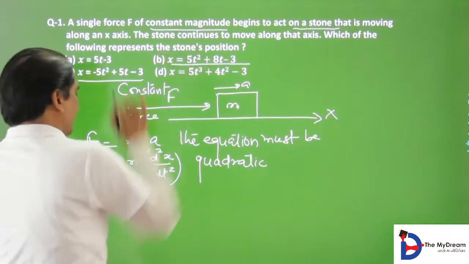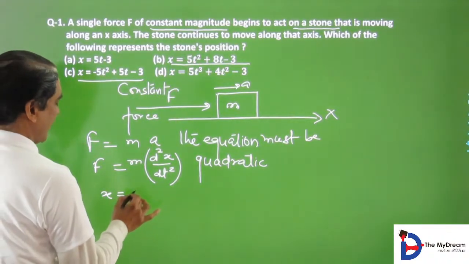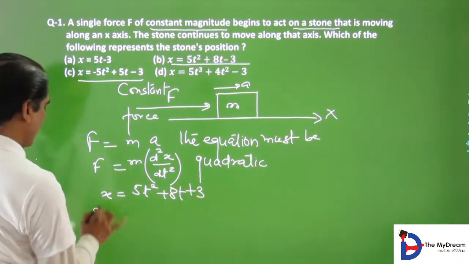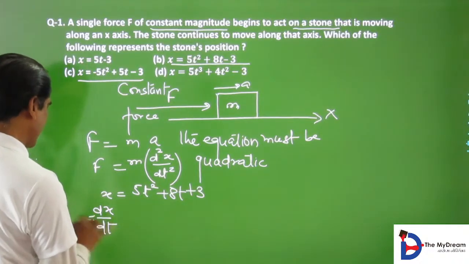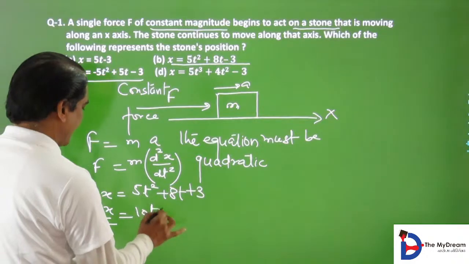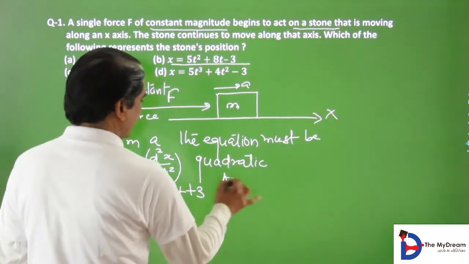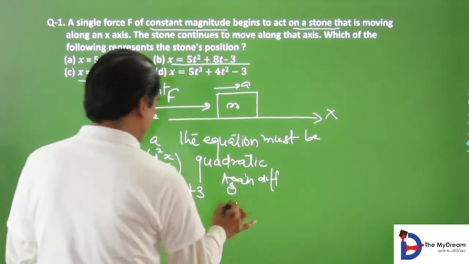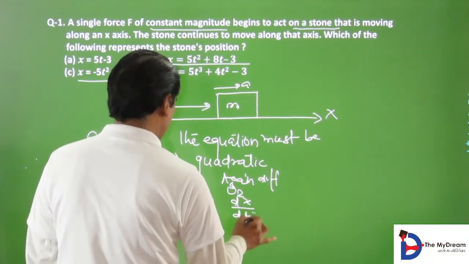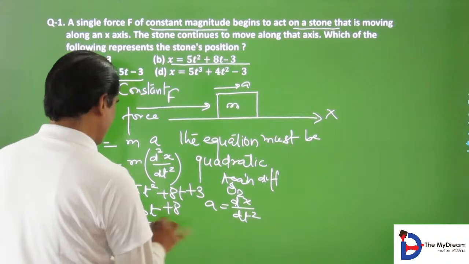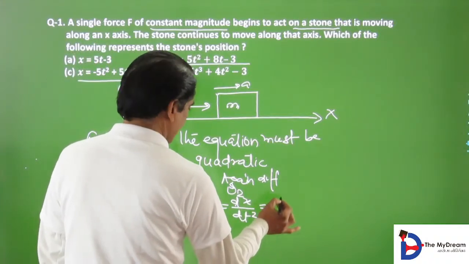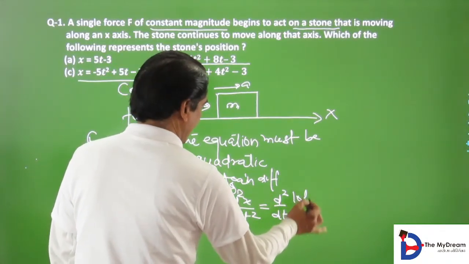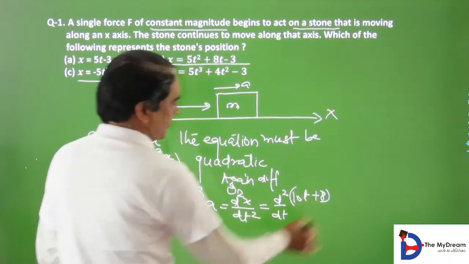Taking this one, x is equal to 5t square plus 8t plus 3. dx by dt, which gives the velocity, is 10t plus 8. Again differentiate. So d square x upon dt square, which gives acceleration, is d upon dt of 10t plus 8, then you will get 10.